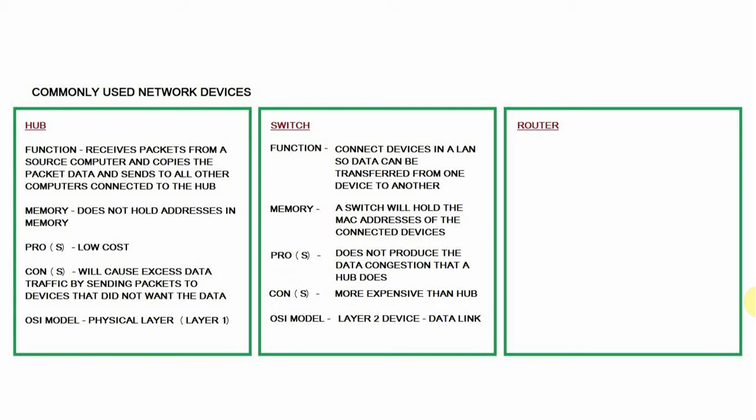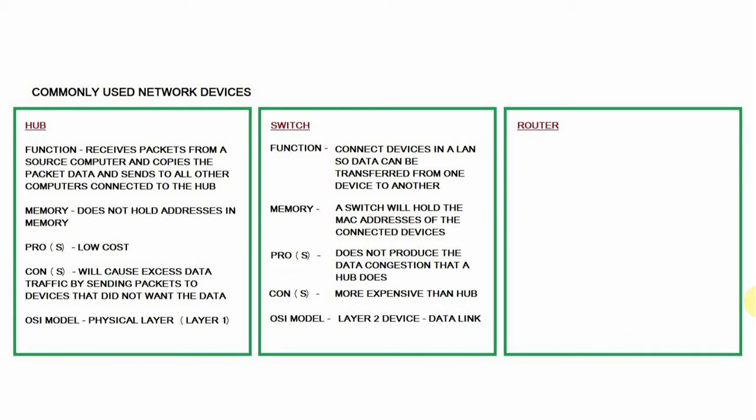In the last video we looked at one commonly used network device, and that is a hub. A hub can connect computers together in a local area network so they can communicate with each other. Specifically, it receives packets from a source computer, copies the packet data, and sends that data to all other computers connected to the hub, whether they want that data or not. It doesn't hold addresses in memory, and that's what brings the cost down of a hub. That is one of the upsides, its low cost.